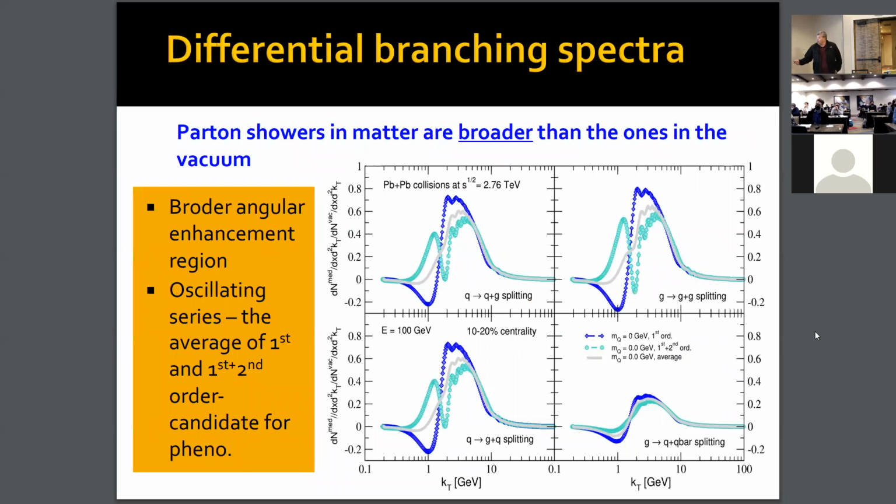That's one very important property of in-medium showers relative to the vacuum ones. Now, let me go even more differential. Select certain x, and I believe we selected about 0.3.